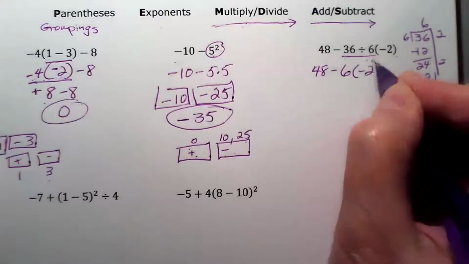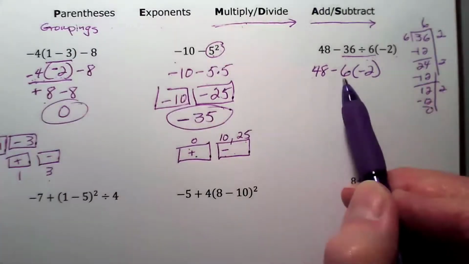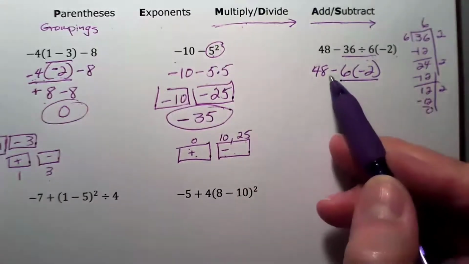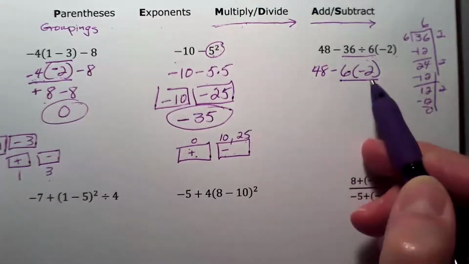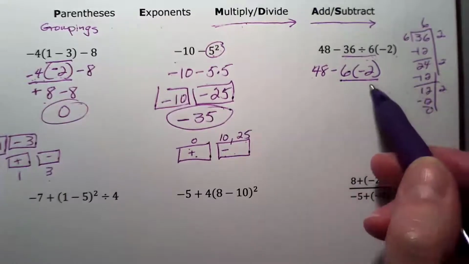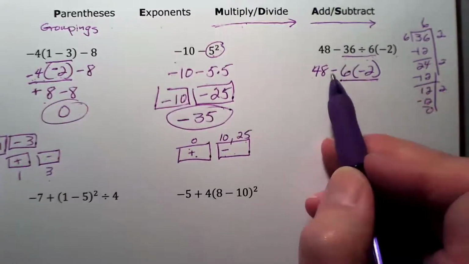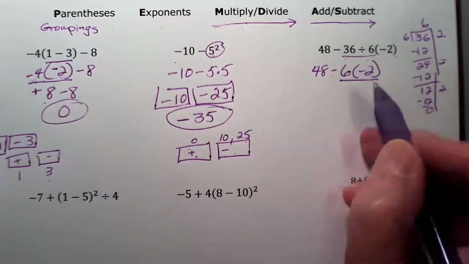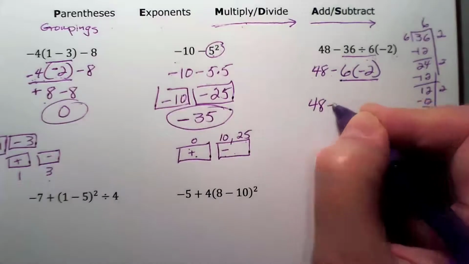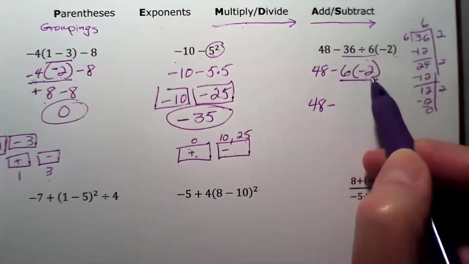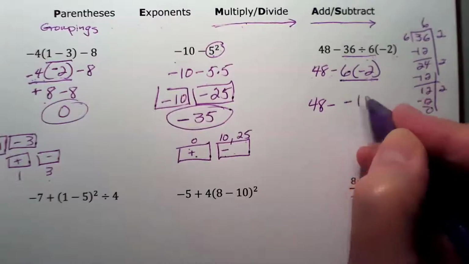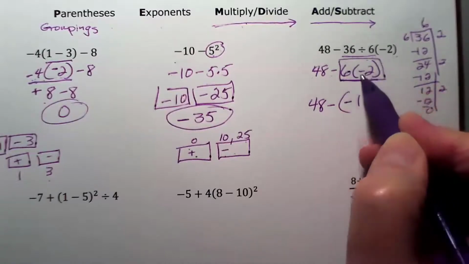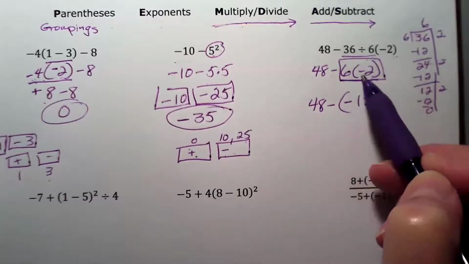Now I have a negative 2. So I have 48 minus 6 times negative 2. So now I have 6 times negative 2, or I could say I have negative 6 times negative 2. Either way, it'll work out the same. Just make sure that you don't use it twice. Don't say this is negative 6 times negative 2, but then do 48 minus whatever the answer here is. So I'm going to just do 48 minus 6 times negative 2 is negative 12. Because if I'm doing this multiplication problem, there's only one negative sign. So it's odd, so the answer is negative.